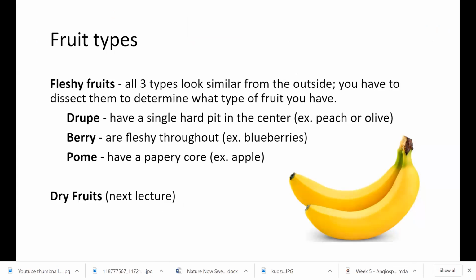A drupe has a single hard pit in the center, right? So that includes all of our stone fruits like peaches and nectarines. It also includes olives. And most of the fruits that we'll look at in dendrology that are fleshy are drupe fruits. So if you're not sure, when in doubt, guess a drupe on your lab quiz.